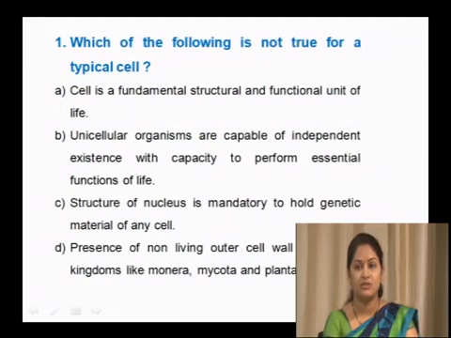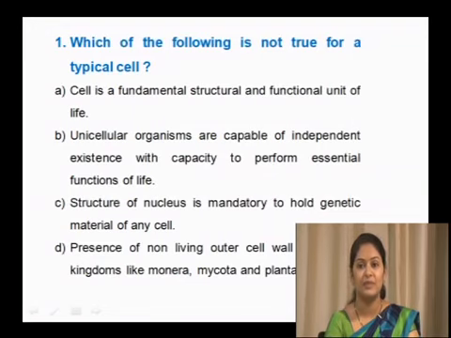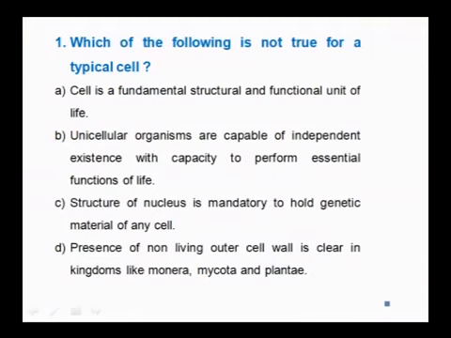Here come the questions regarding the same topic. The question goes so: which of the following is not true for a typical cell? The options are as follows. A. The cell is a fundamental structural and functional unit of life. B. Unicellular organisms are capable of independent existence with capacity to perform essential functions of life.